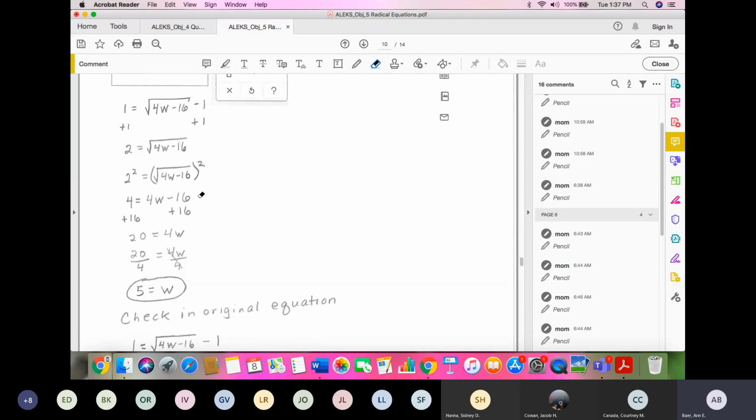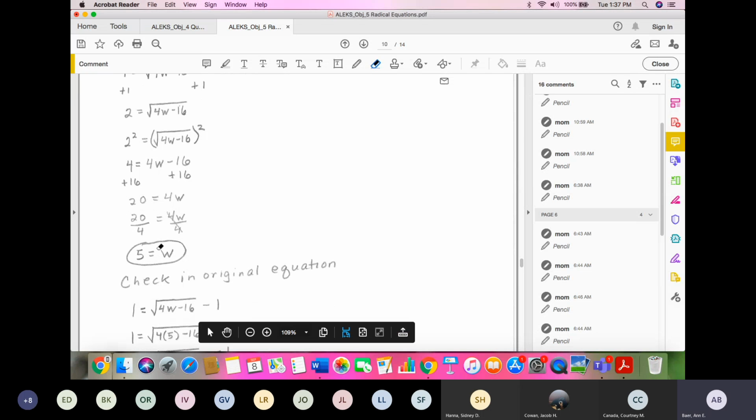So now we want to continue to solve. The opposite of subtracting 16, add 16 to both sides. 4 plus 16 is 20. Then we have equals 4w minus 16 plus 16 is 0. 4w plus 0 is still 4w. Now to get w by itself, we have 4 times w. That's multiplication. The opposite is division. So let's divide both sides by 4. 20 divided by 4 is 5. 4 divided by 4 is 1 times w is w. So we get w equals 5.